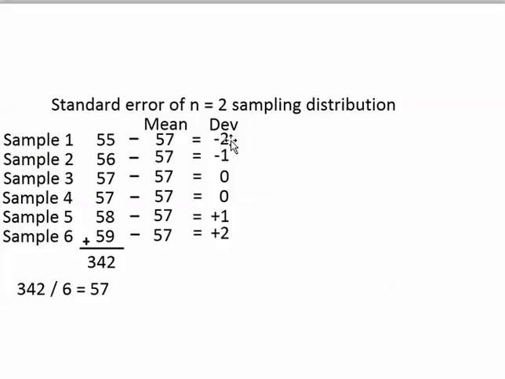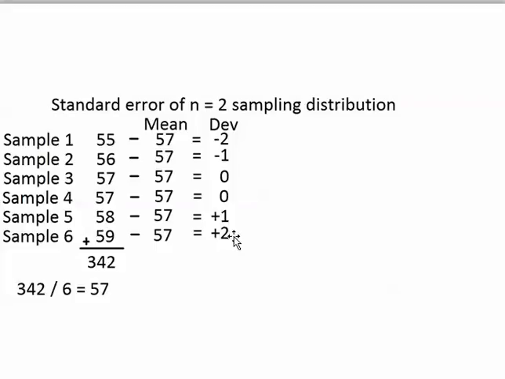Each of these deviations is just showing us how far each sample mean falls below or above the population mean. So this sample mean of 55 is 2 below the population mean of 57, so it has a deviation of negative 2. This sample mean of 58 is 1 above the population mean of 57, so it has a deviation of 1. So now we understand what these deviations are.